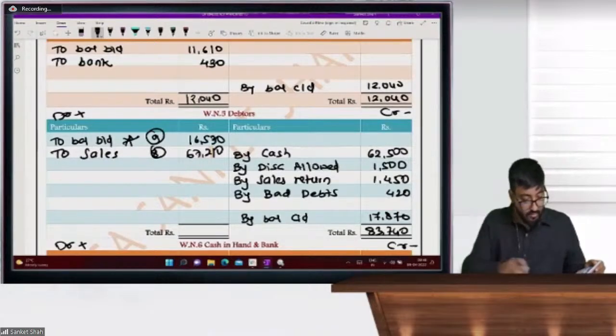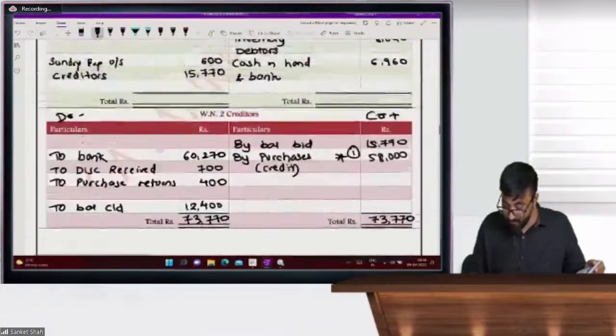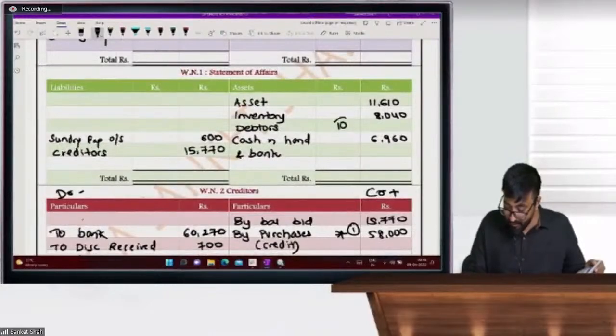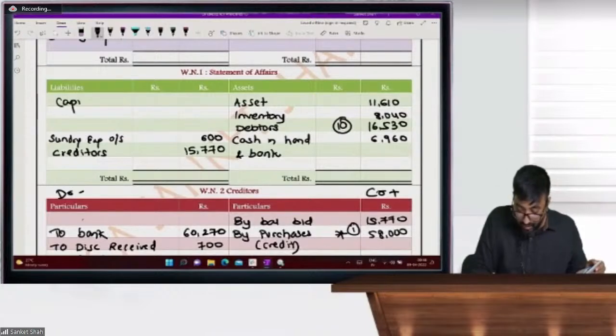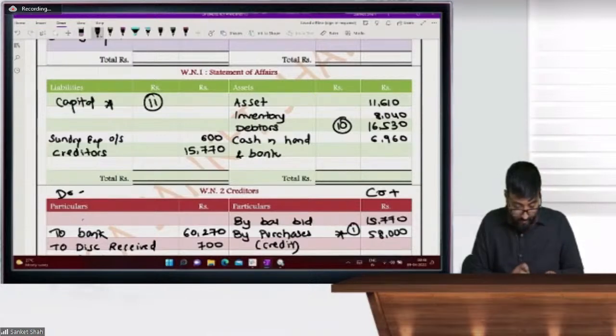ओपनिंग बैलेंस शीट. ओपनिंग बैलेंस शीट 10 नंबर पे. डेटर्स नंबर 10, 16,530. And now capital account is a balancing figure. 11 number. 11.61, 16.53 plus 6.96, 43,140 minus 0.6 minus 15.77. 26,770 आया क्या?